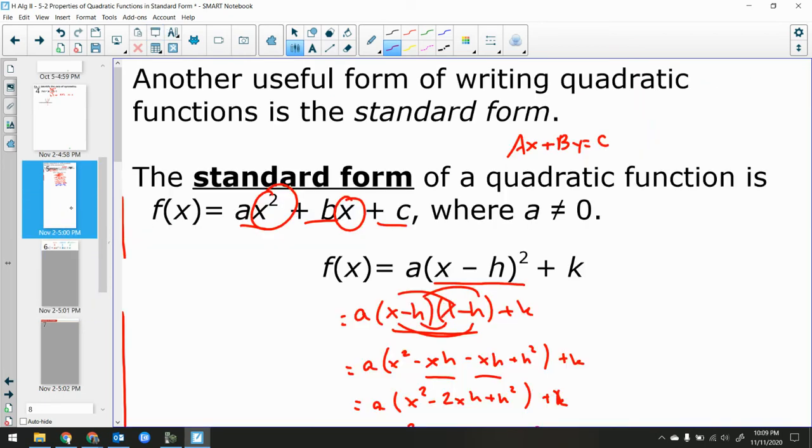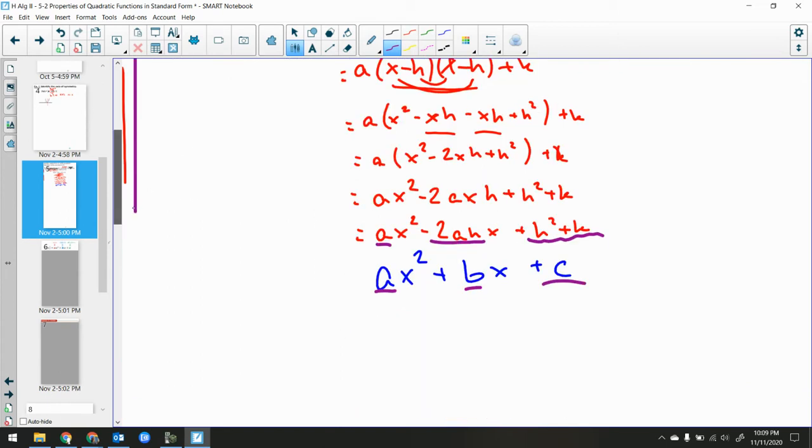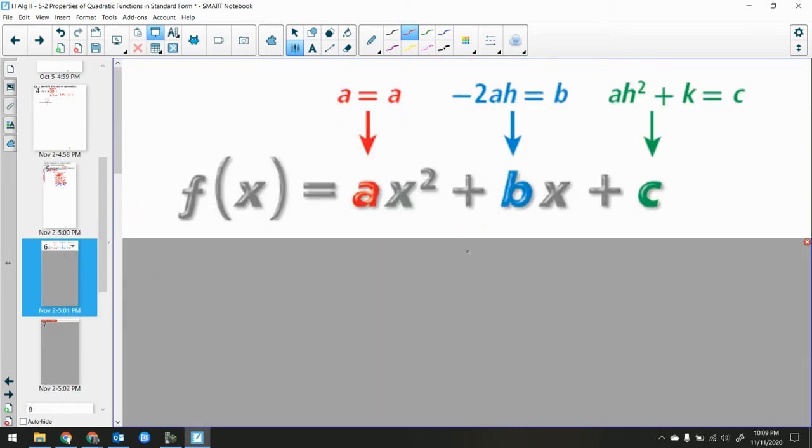Oh, did I forget the a? I'm totally screwing up here, people. I'm so sorry. I didn't distribute the a to this. ah squared plus k is equal to c. So sorry.